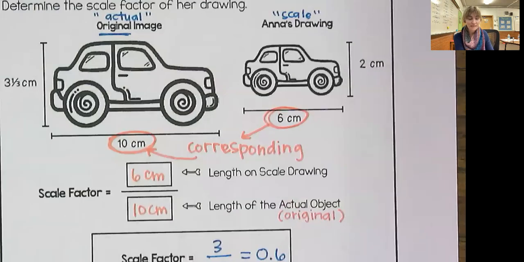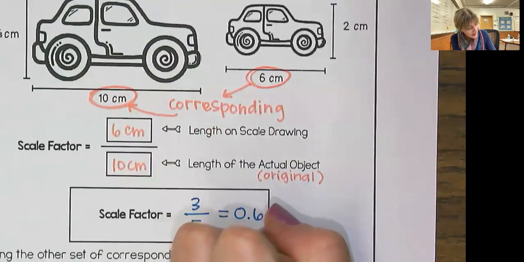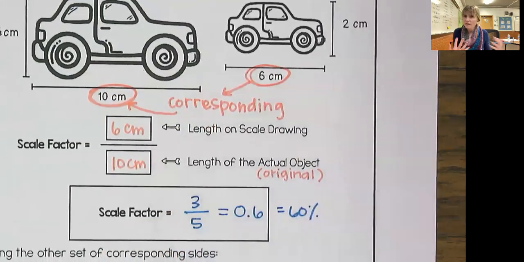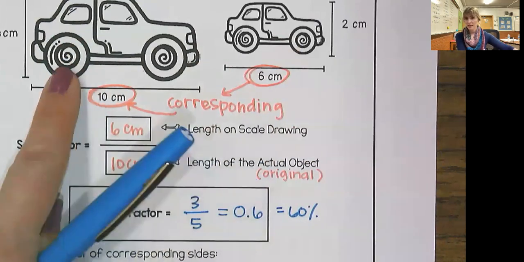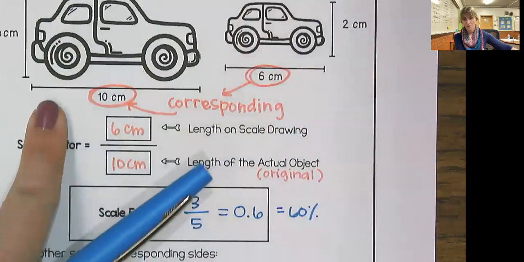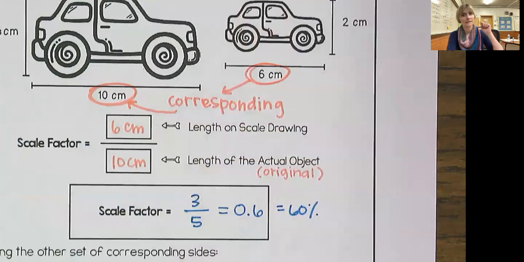That means you could also think of it as a percent. We've done so much talking about percents. These all go together. That means her drawing was 3/5 of the original size, or 0.6 of the original size, or 60% of the original size.